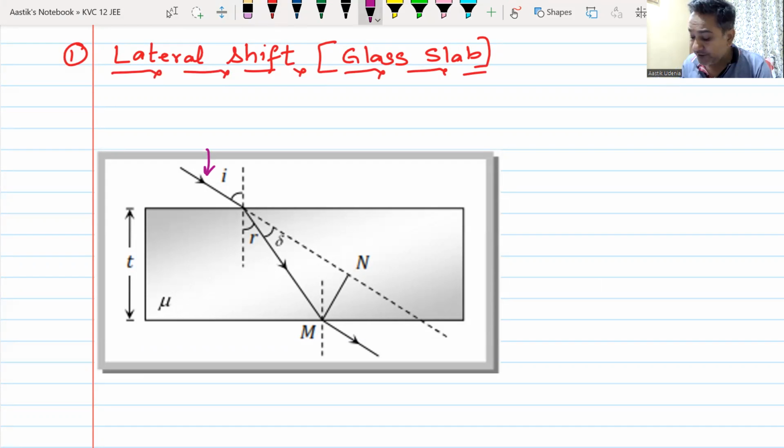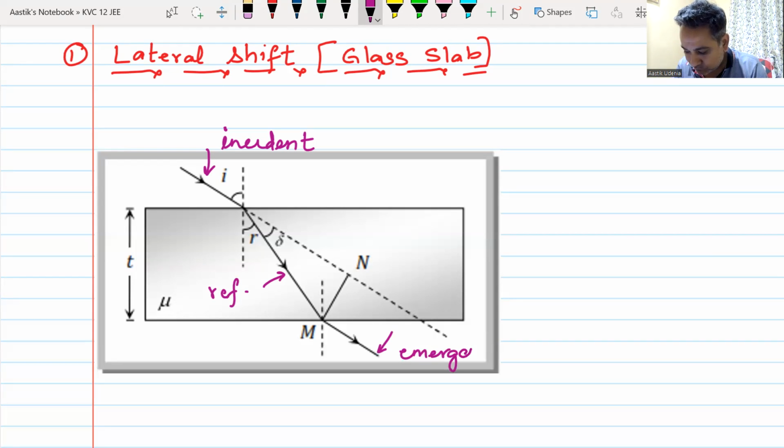This ray is known as which ray? This ray is the incident ray. Do we understand this? Say yes or no, sir. Yes, sir. Then this ray, sir? Refracted ray. Well done. Then this ray? Emergent ray. Well done. This is the emergent ray. Incident ray, refracted ray, and emergent ray.